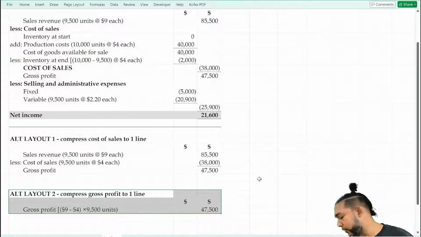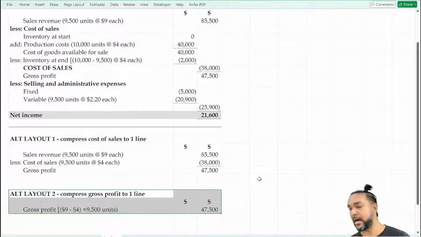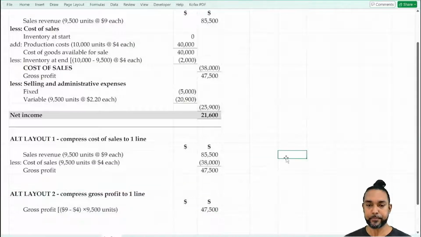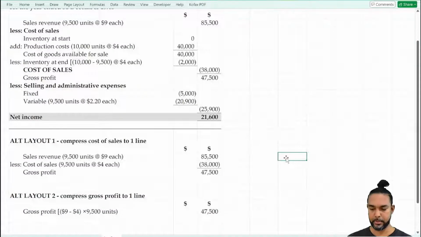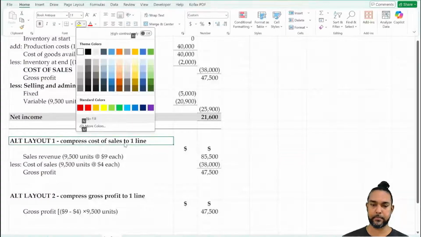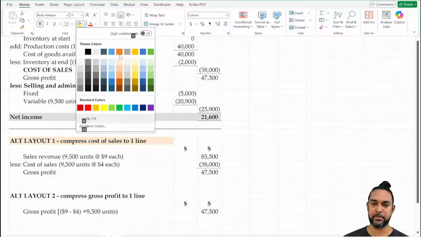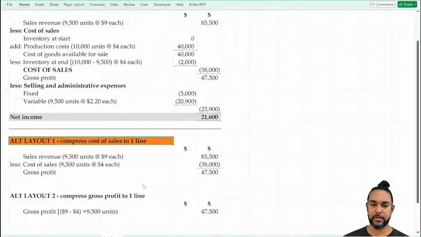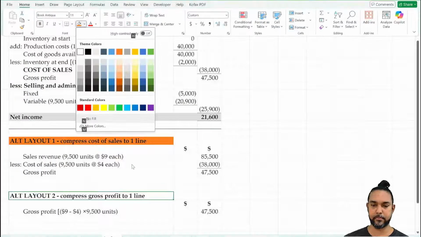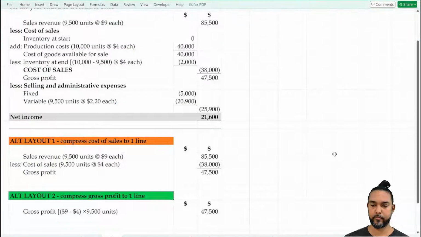All right, so what we're going to do now is Diablo, but I want to send a picture in the chat of the alternative layouts. So let me just add some colors to them. I'll put this one on a blue. Actually, no, the blue is the other one. All right, so let's do an orange for this one, and a green for this one. Okay.